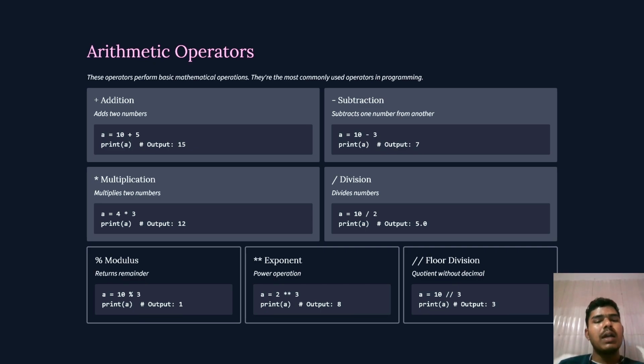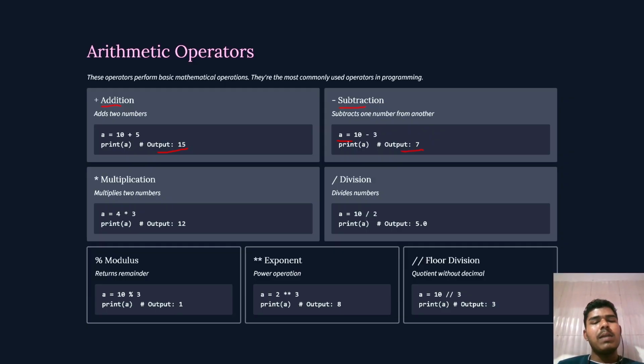The first one is addition operator, that is used to add two numbers, like a is equal to 10 plus 5. Then we print a, then we get output 15. The second one is subtraction. It subtracts one number from another, like a is equal to 10 minus 3. Then we print a, then we get output 7.